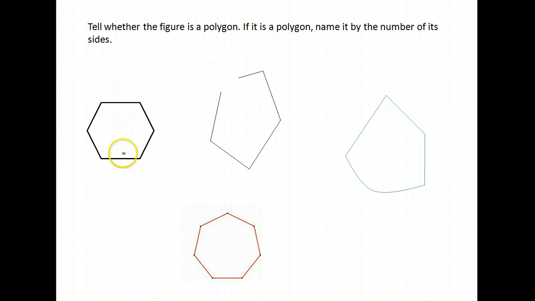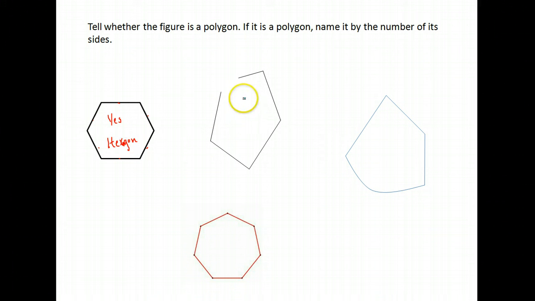Notice all of the sides are segments. They are intersecting only at their endpoints, and it is completely closed. There are no gaps. So yes, this is a polygon. We need to name it by its number of sides, so let's count how many sides it has. There's 1, 2, 3, 4, 5, 6. 6 sides. What's the name of a six-sided figure? A hexagon.